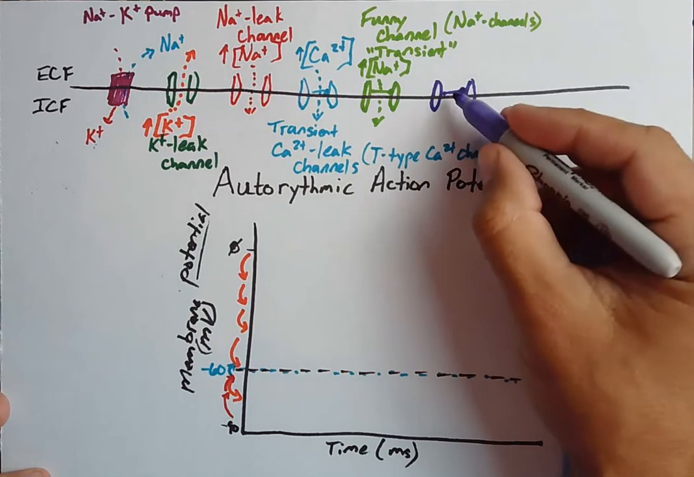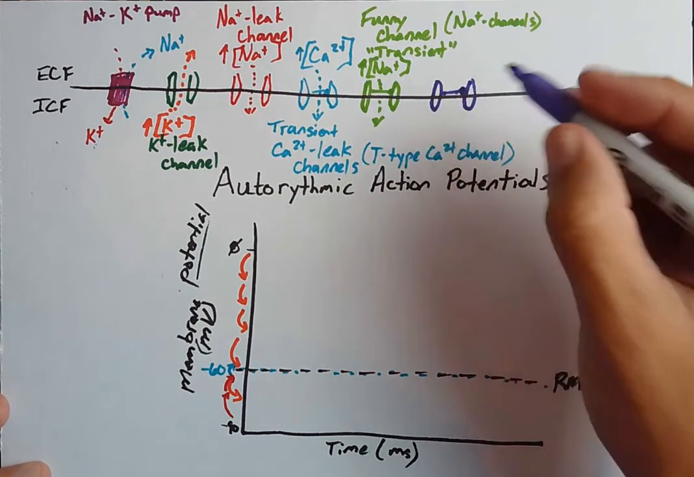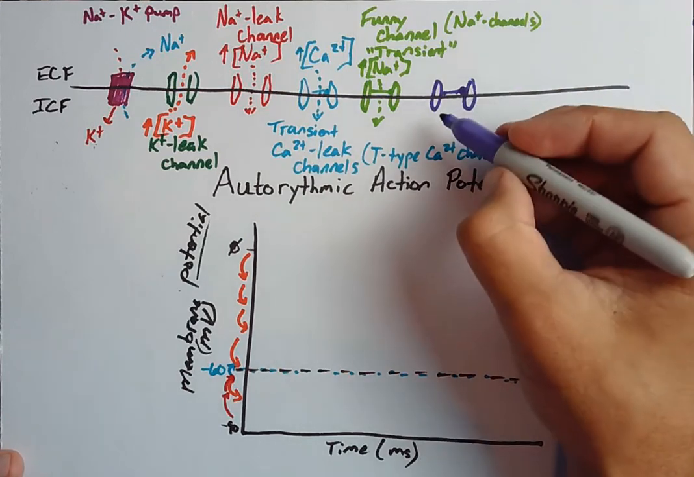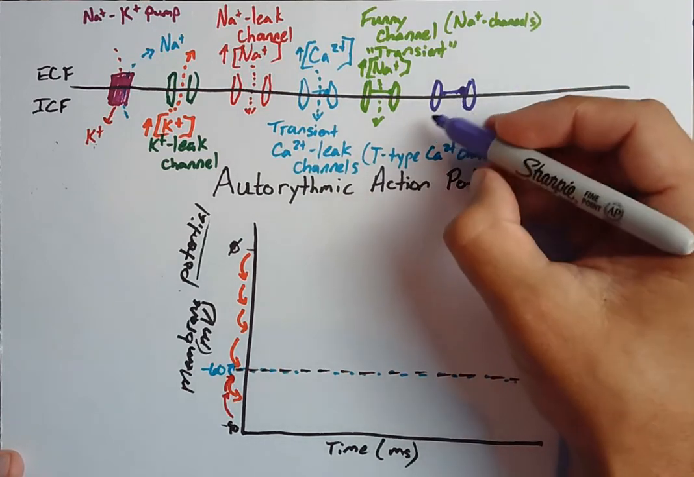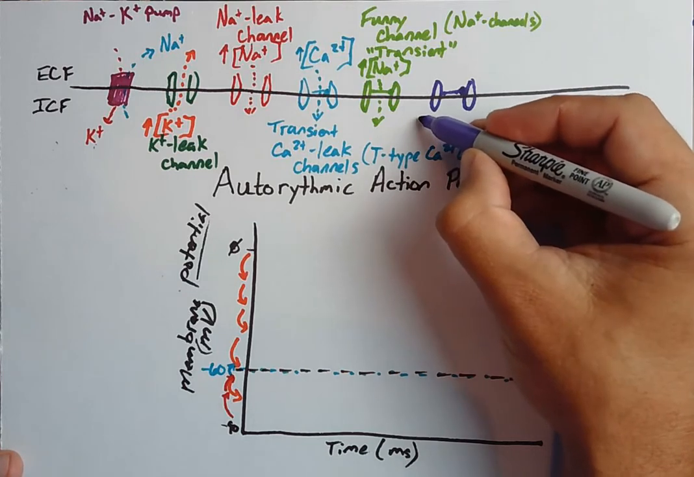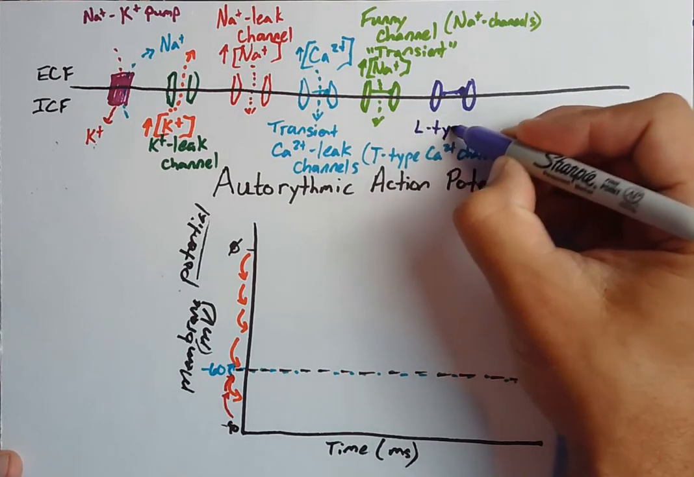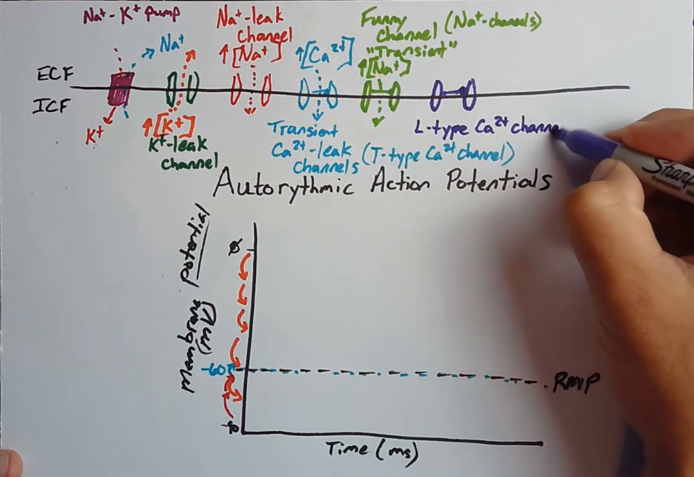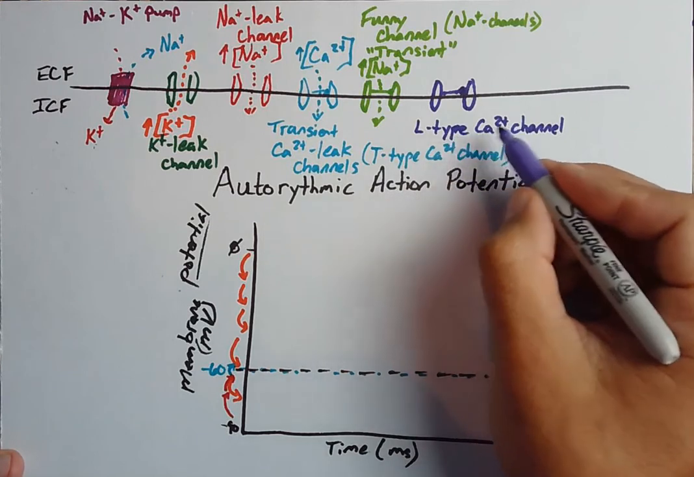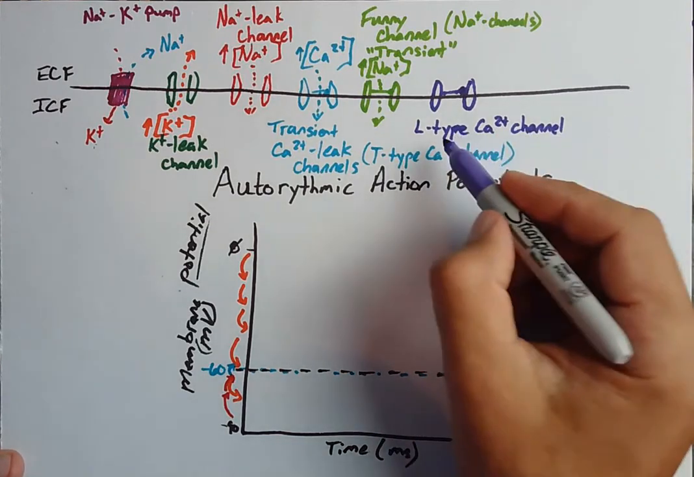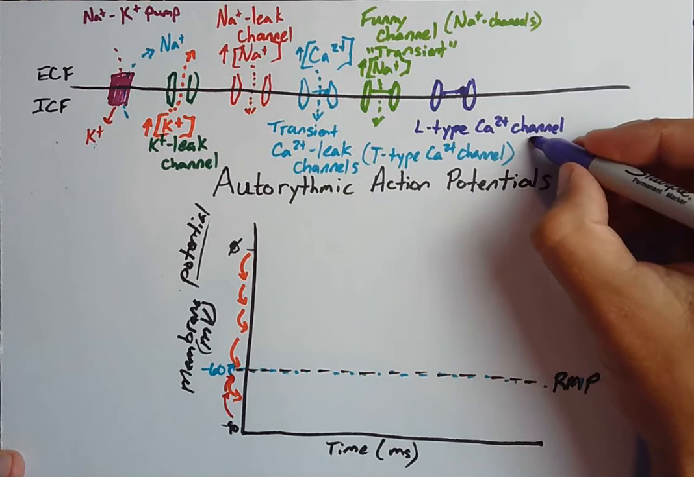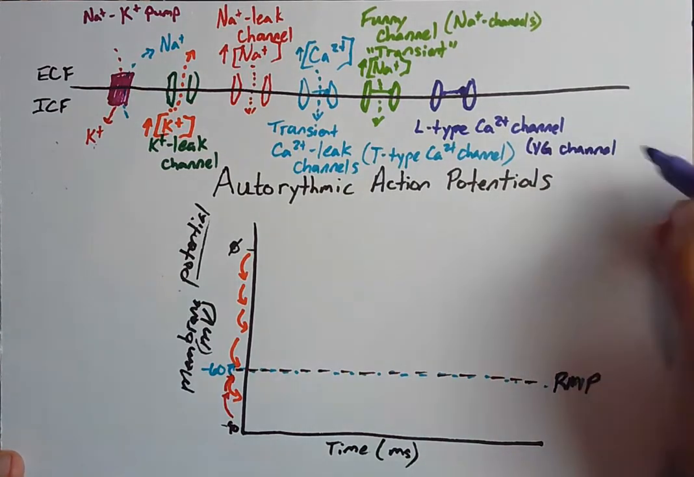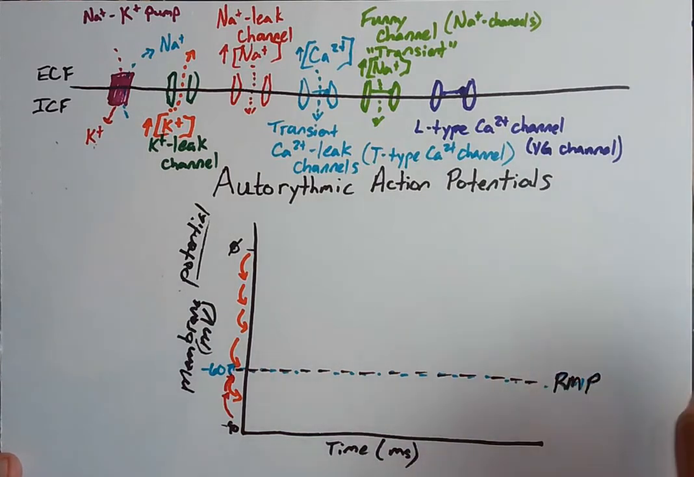All right, so this one here is another gated channel, but this is going to be a voltage gated channel. And it's a very specific type of voltage gated channel. It's called a long-term or an L-type calcium channel. The stimulus for opening the L-type calcium channel is a voltage. Hence, it's a type of voltage gated channel. That'll be important in just a minute.